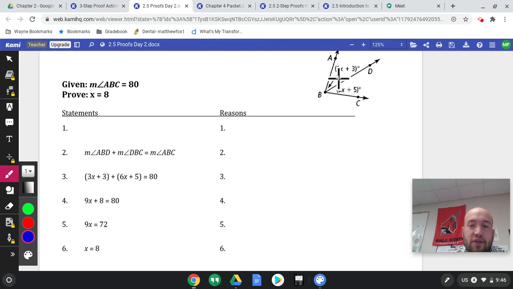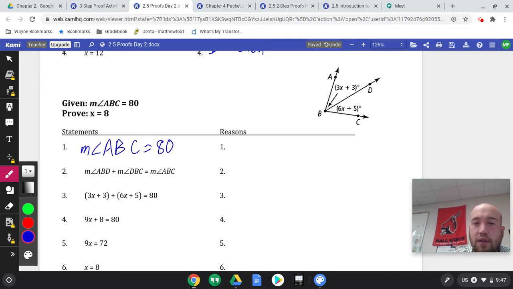And we have our picture over here on the right, and we have some given information. So let's fill that given information in. The measure of angle ABC equals 80. And if you want to, ABC, if I go up here, ABC is 80. So that large angle is 80. And our reason, that was given to us.